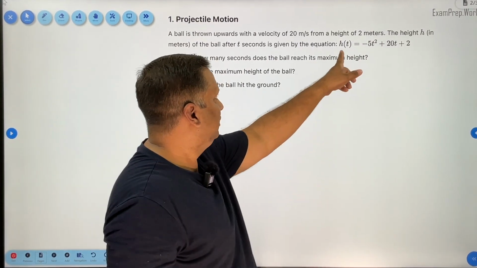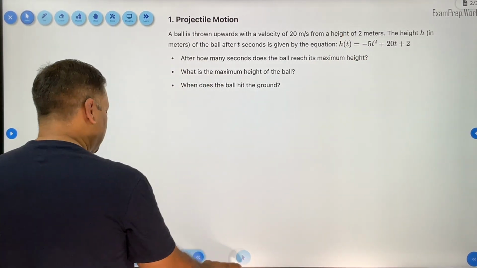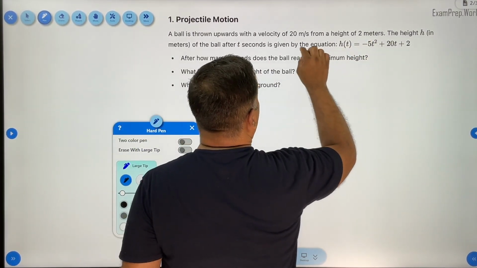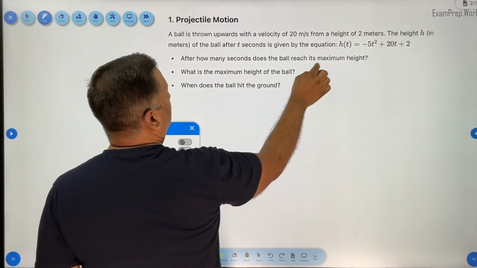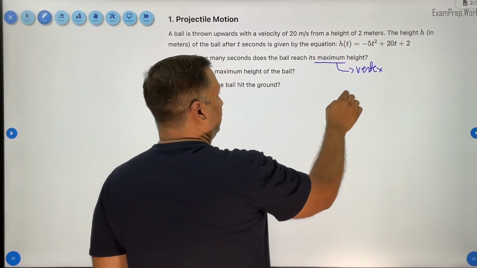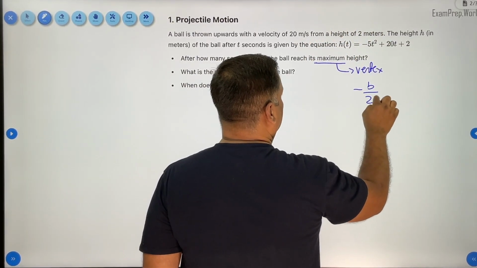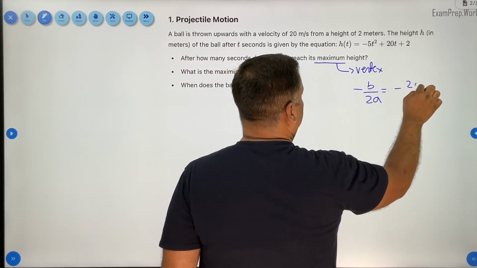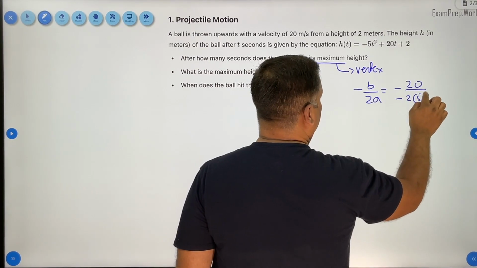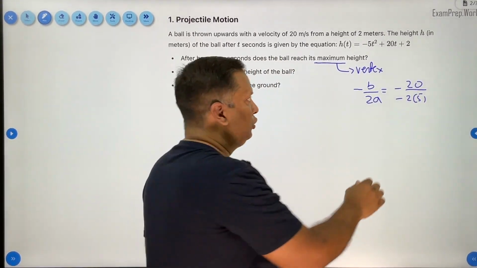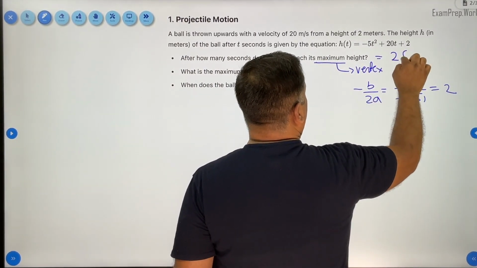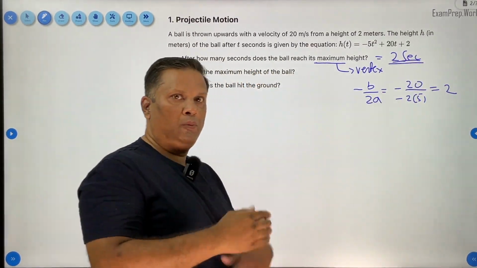After how many seconds does the ball reach its maximum height? See the word maximum here. Whenever you have something called maximum in a quadratic, you have to find the vertex. Vertex is minus b over 2a. Minus b is 20 and 2a is negative 2 times 5. Negative 20 by negative 10 is 2. So the first answer is after 2 seconds. In 2 seconds, the ball will reach its maximum height.